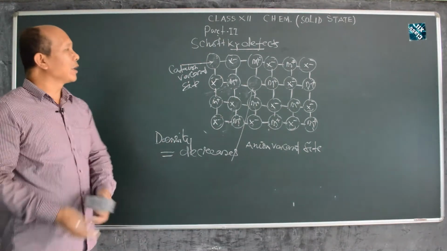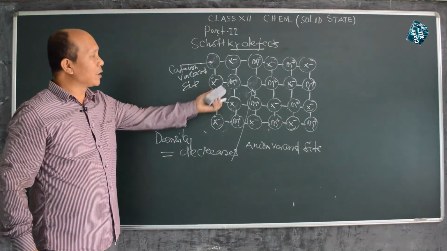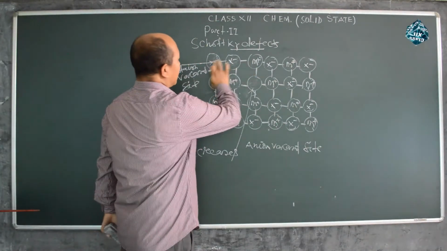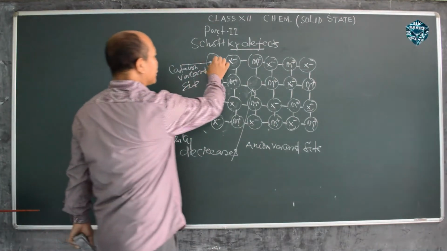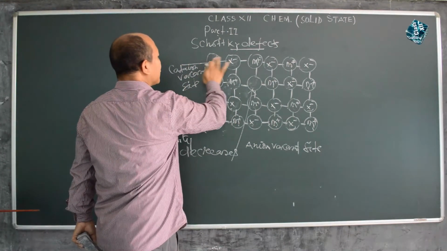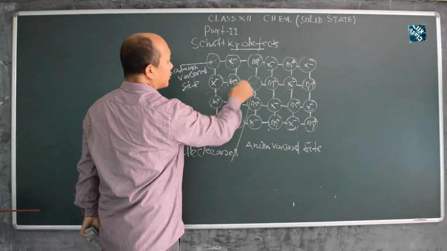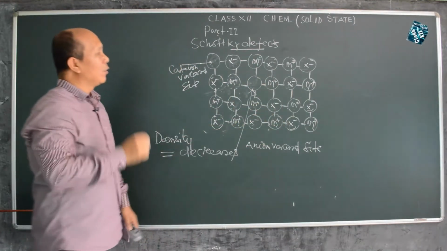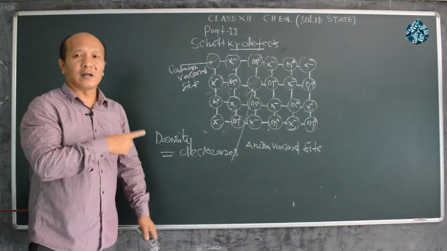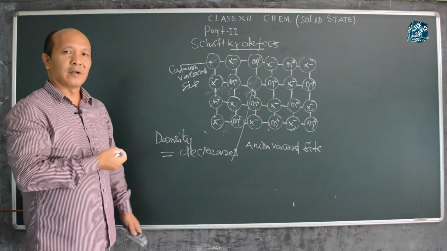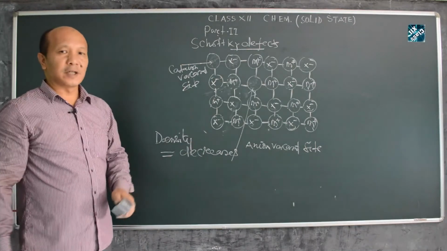Whereas, as for electrical conductivity, within this crystal lattice the constituent particles, cations and anions, occupy positions. Because of the vacant sites, the ions can move, and the movement of ions creates conductivity. Due to this defect, the conductivity of that particular crystalline solid substance increases.